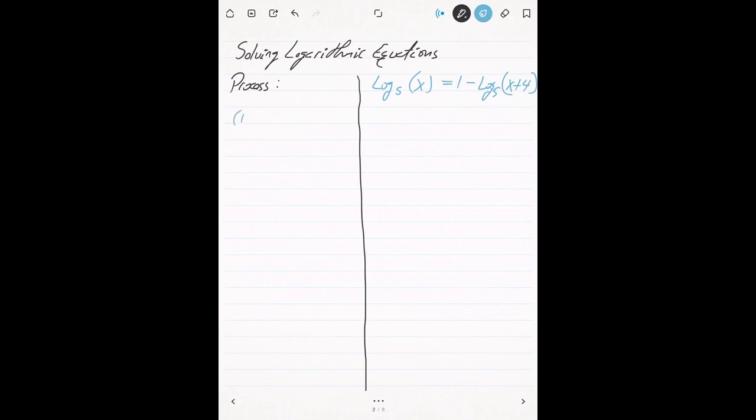The first thing that we're going to need to do is to make sure that all logarithms are of the same base value. So in all of the logarithms that you're working with here, make sure they have the same base value. That's going to be very important. So here, in both logarithms, they have a base of 5. So we're good. We can go ahead and start solving this.